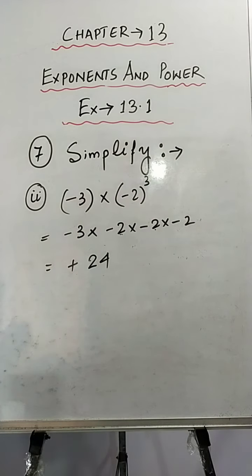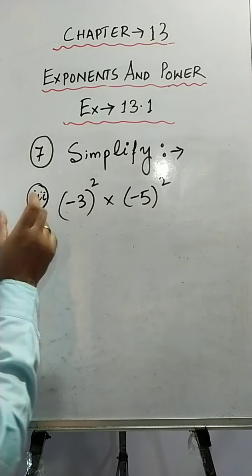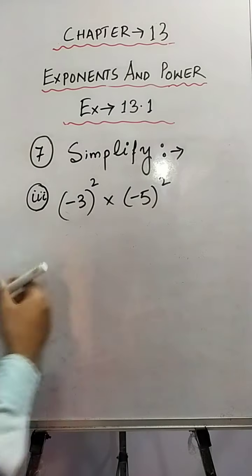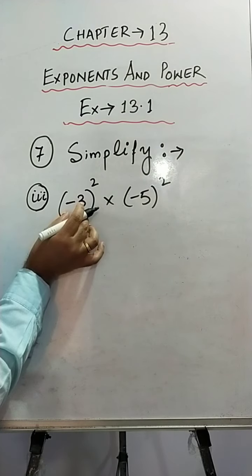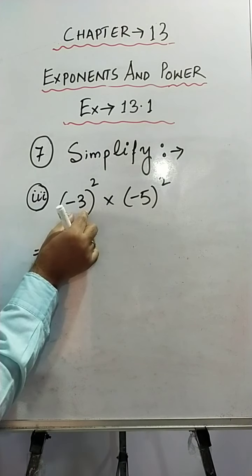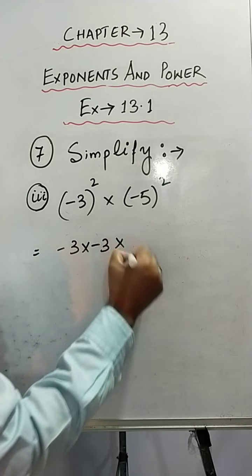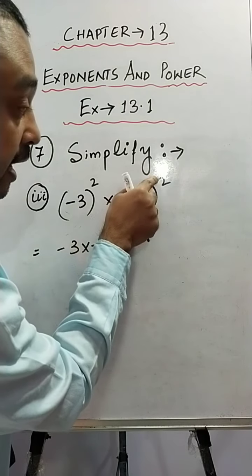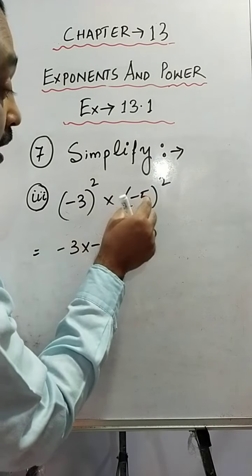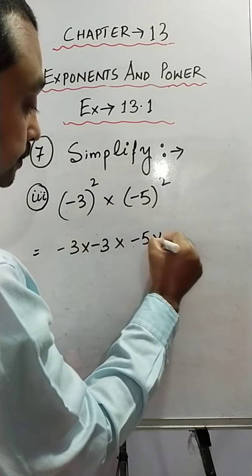Now let's move on to sum number 3. What is the first thing we have to do? We have to expand it. This base is carrying 2 as a power, so how many times do we write this base? 2 times, absolutely. That is minus 3 into minus 3. This base is again carrying 2 as an exponential value. What does that mean? That means we have to multiply the base 2 times.